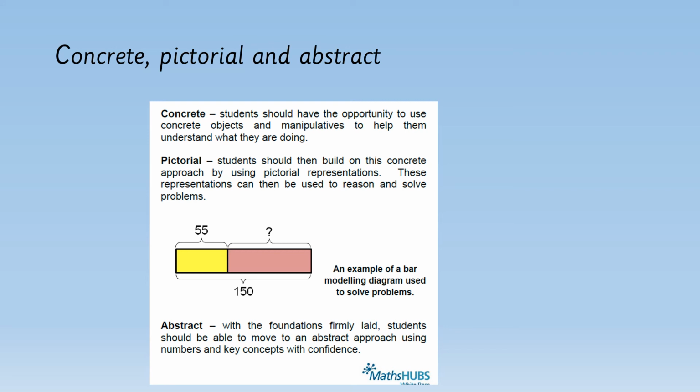So first of all, the concrete. This is really the doing part of the lesson, so it's using cubes or, for example, concrete equipment. The second stage is the pictorial stage, and we can call this the seeing stage. This encourages children to make mental connections between the physical objects in the concrete stage and abstract pictures. Finally, with the foundations firmly laid, students will then move on to the abstract stage. This is when the children will use actual numbers and the symbols, for example, addition, subtraction, multiplication and division.